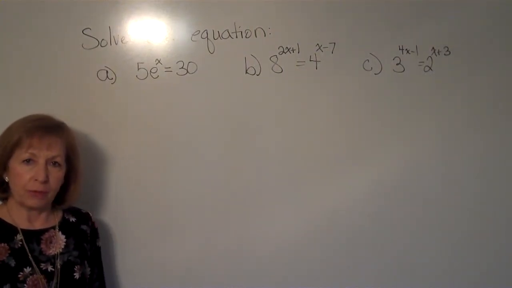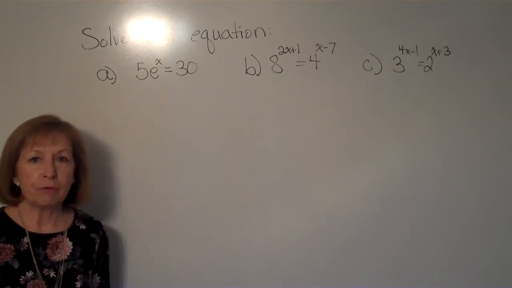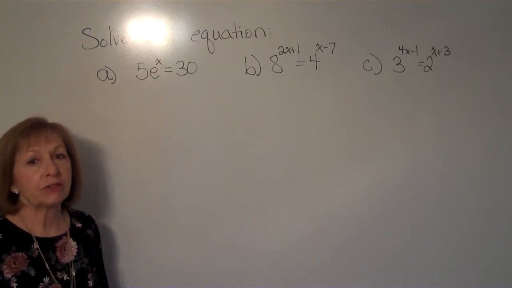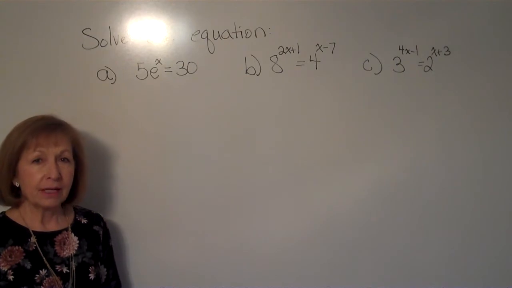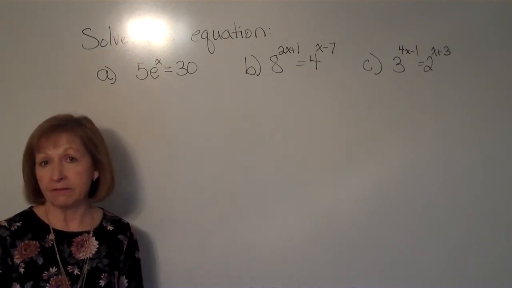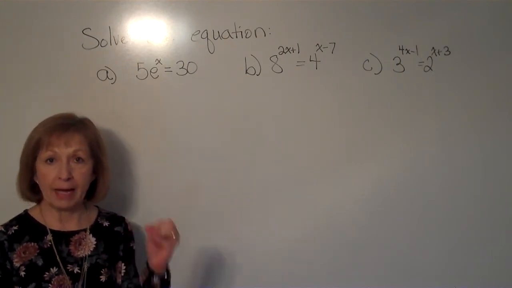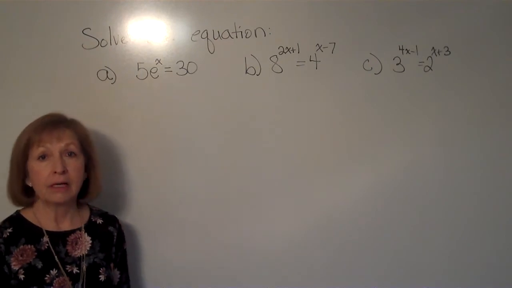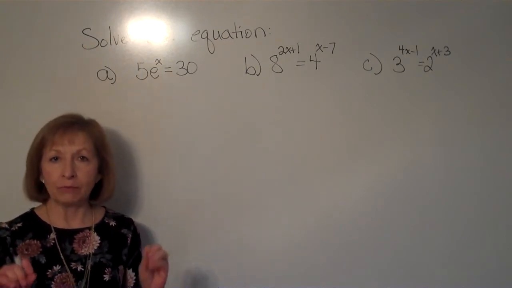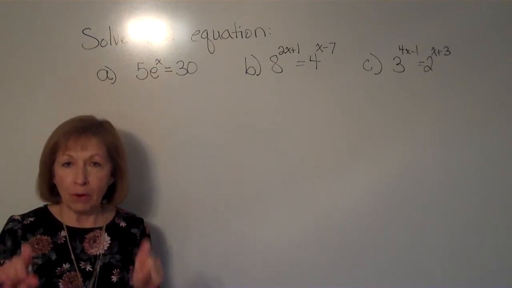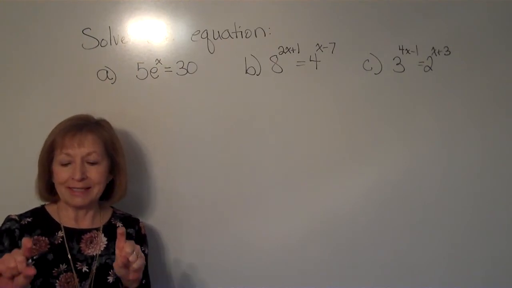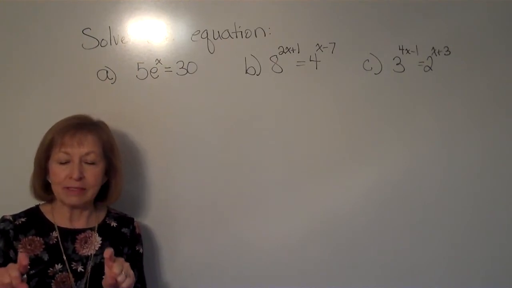Solving exponential equations can be easier if you identify what type of exponential equation you're solving. Now there's some general types. One is if I have a number base to a power is equal to a number. Another is if I can rewrite it so that both sides of the equation are to the same base, to a power.